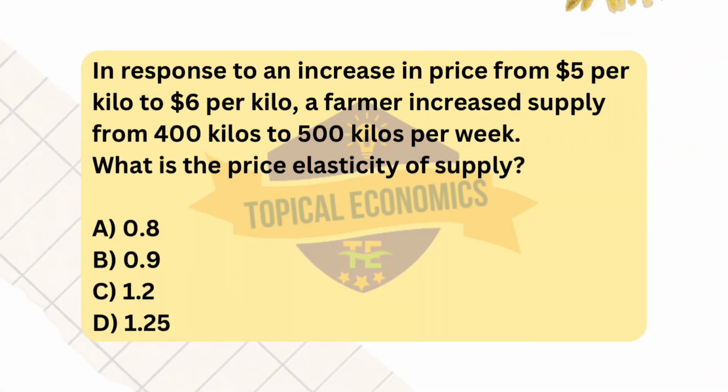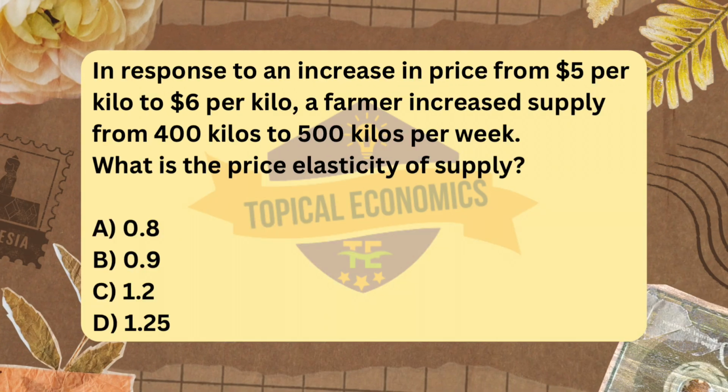Moving to the third question. In response to an increase in price from $5 per kilo to $6 per kilo, a farmer increased supply from 400 kilos to 500 kilos per week. What is the price elasticity of supply? A. 0.8. B. 0.9. C. 1.2. D. 1.25. This question is from year 2021 May-June version 1, 2, and 3. The correct answer for this question is option D.